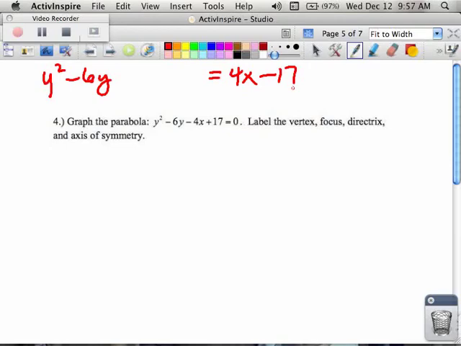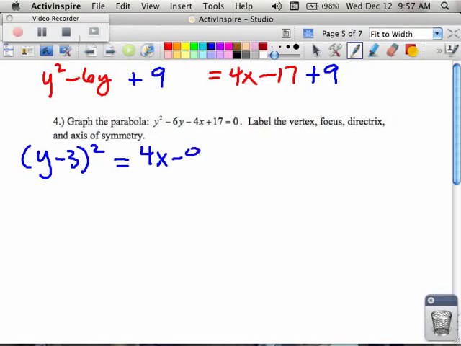In order to complete the square, I take half of the negative 6, which is negative 3, and I square it, which is positive 9. Since I added 9 to the left, I'm going to add 9 to the right. When I rewrite this, on the left-hand side, I will have y minus 3 squared. I took the square root of the y squared and got y, took the square root of the 9 and got 3. Notice that there was a minus sign involved, so I put a minus in the middle. On the right-hand side, I see that I have 4x minus 8.